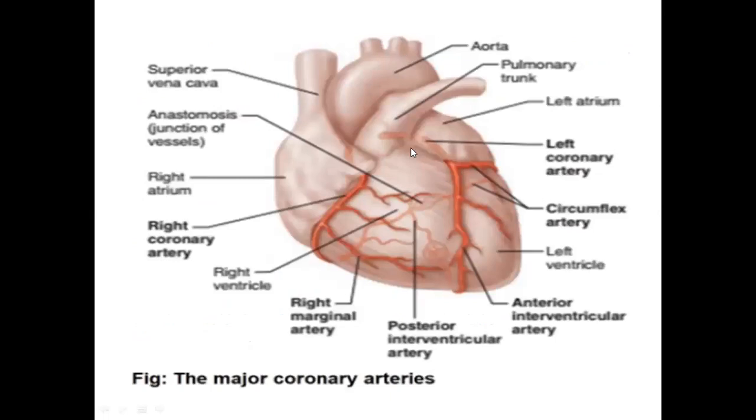So this is another diagram showing you the origin and the different branches of the coronary artery. Here, they originate: the right coronary artery and the left coronary artery. The left coronary artery gives the circumflex branch, which runs posteriorly, and the anterior interventricular artery, or the left anterior descending artery. On the right side, we have the right coronary artery, which gives this branch that comes to anastomose here, which is the posterior interventricular artery, and then this marginal artery, the right marginal artery.